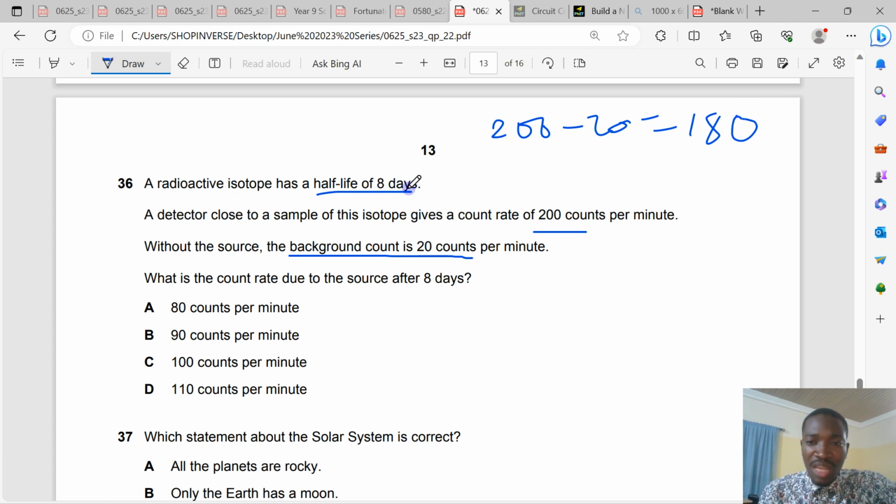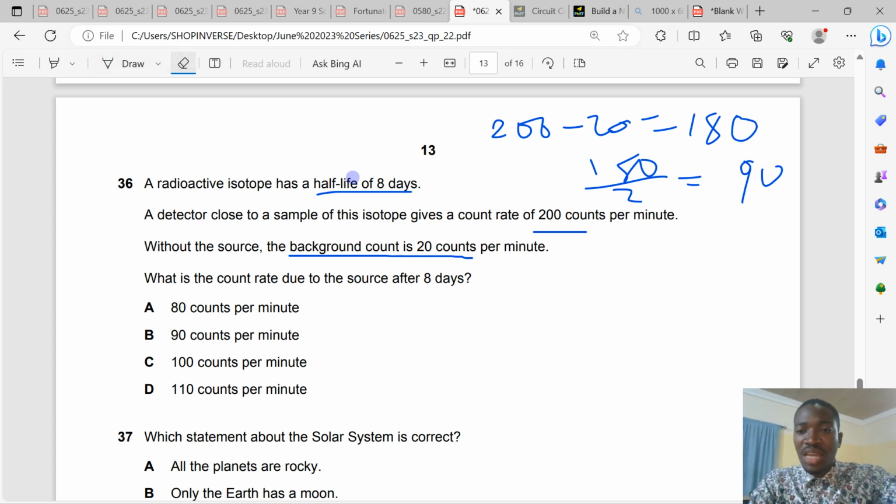Now, after 8 days, what happened? 8 days is the half-life. So we have to divide this 180 by 2. We have 90 counts per minute. This will become the rate of decay after 8 days. It will be 90 counts per minute.